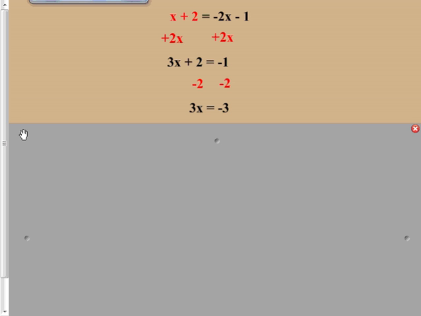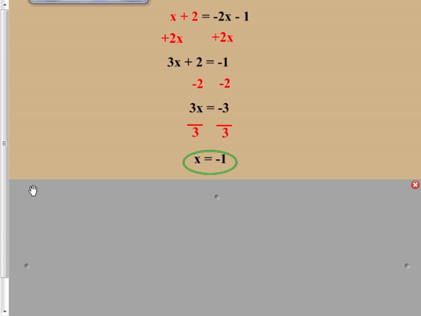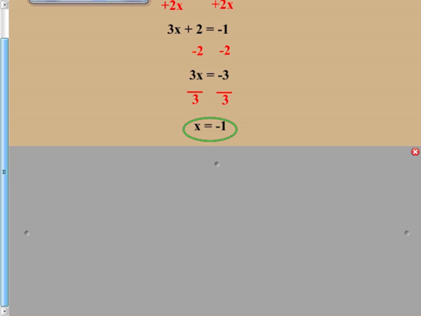Lastly, we have 3x's, but we do not want 3, we only want 1, so we will divide both sides by 3. That will take care of the coefficient for x, and on the right we have negative 3 divided by positive 3. 3 divided by 3 is 1, and a negative divided by a positive is still negative. So we have an abscissa for our solution.